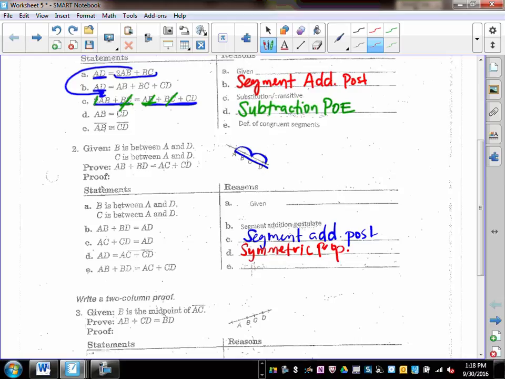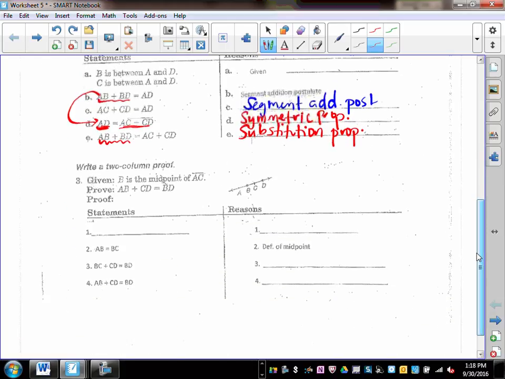Alright, and then what about step E? Now that we have AD on the left side and this on the right, now we can substitute this in for AD on the left. Or sorry, we're substituting for AD, so now we have that. So substitution. Alright. Questions on that one? Alright, I want you to try number 3.